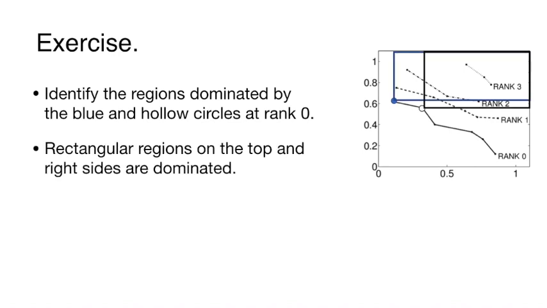Okay, so here's the solution. Each solution dominates the rectangular regions on its top and right sides. If you didn't pause and work it out, I suggest you do so that this makes perfect sense to you. Notice the regions are on the top right because we are minimizing both objectives. And the reason that the shaped region is rectangular is because we only have two objectives.